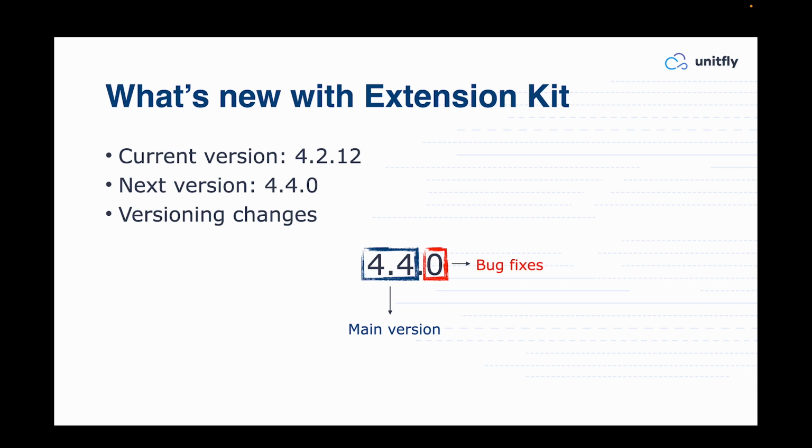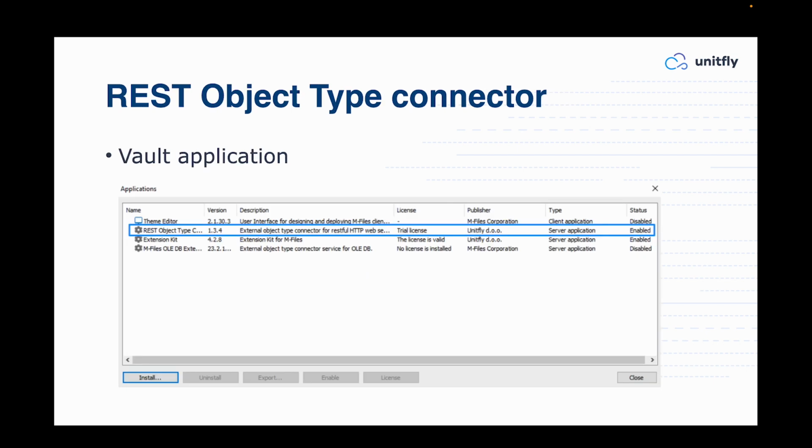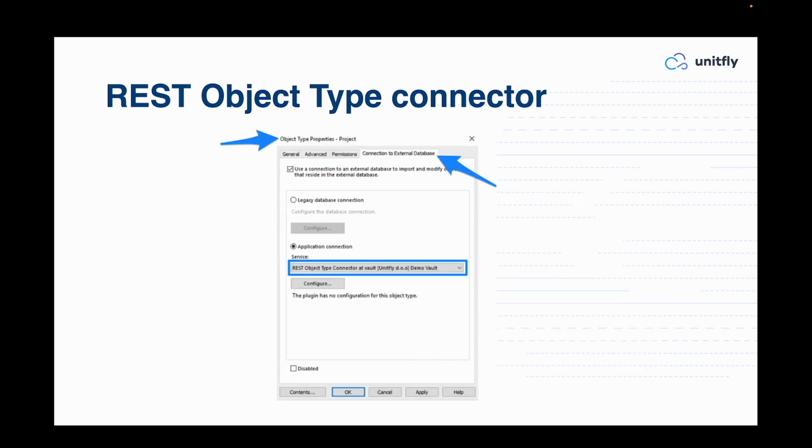So, REST Object Type Connector is also a Vault application, as the Extension Kit is. It installs the same way as the other Vault applications, but the difference is that when you install REST Object Type Connector, it will be visible on object type properties as a connection to an external database. You will see the service that is the REST Object Type Connector service. And you will configure that the same as you're now configuring if you are using a connection to the database.